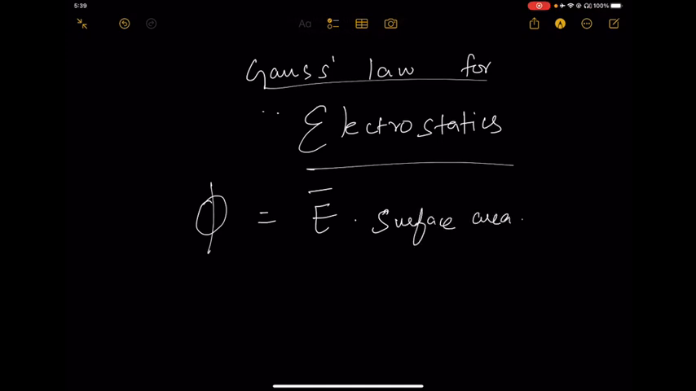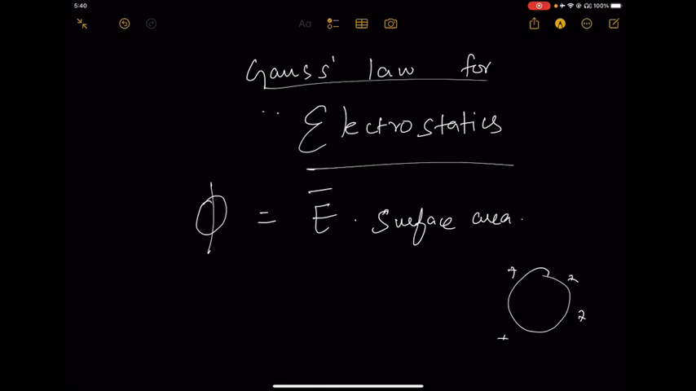Surface area of a sphere, for example, if you are talking about a spherical charge distribution, sorry, a spherical surface, say a conducting spherical surface, and the charges are on the surface. Because, for example, if you take a copper ball, inside the ball you cannot have independent charge inside a metal. So the charges are always on the surface.